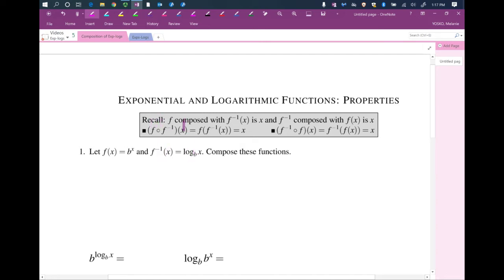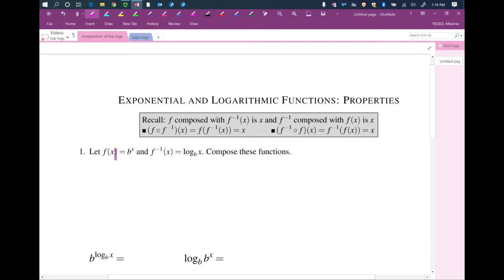So recall, if you have a function composed with its inverse, whatever your input is becomes the output. So f composed with f inverse of x with an input of x has an output of x. And remember, this notation right here is just another way of actually performing the composition. And also, if you have f inverse composed with f, if the input is x, the output is x. And here's the way we actually perform the composition. So let's talk a little bit about why this is true.